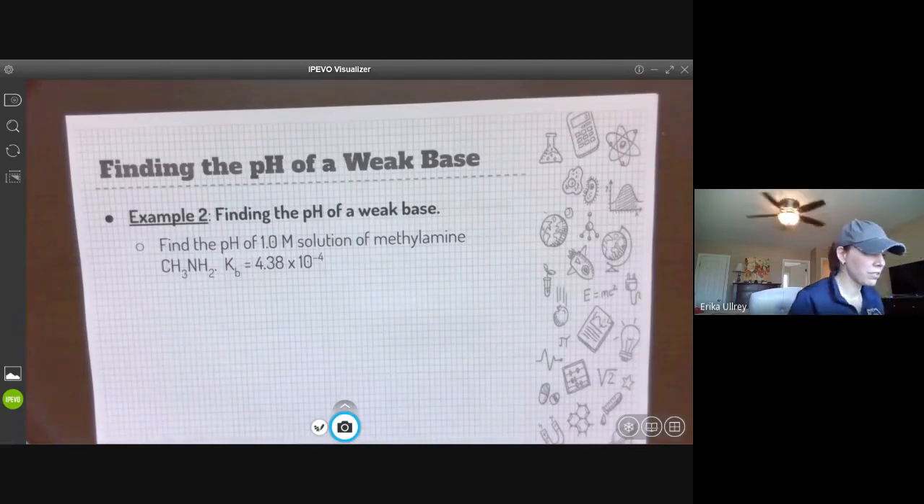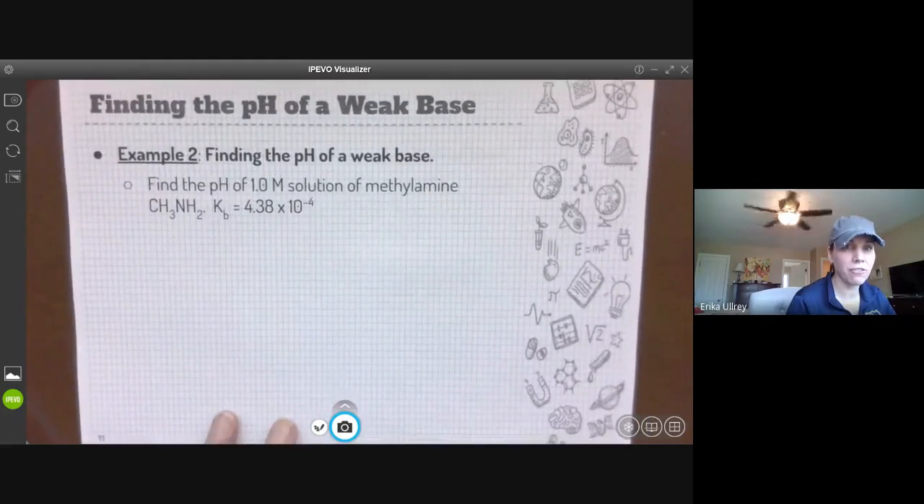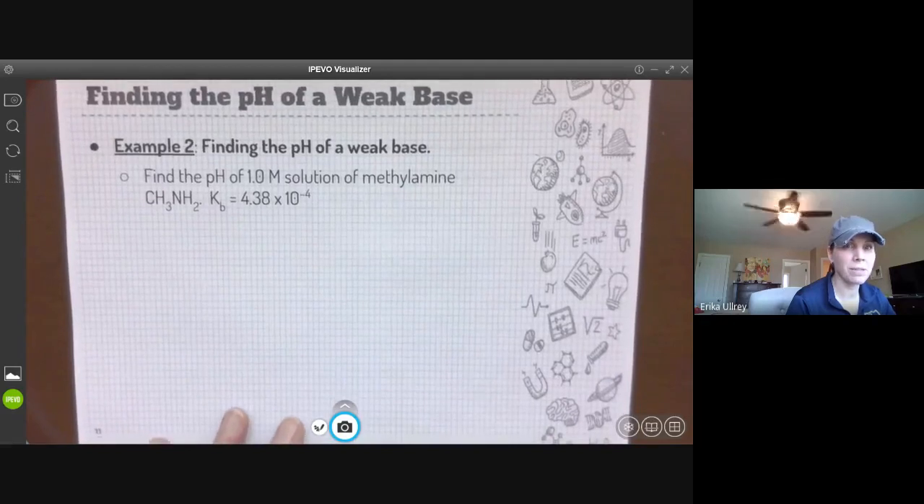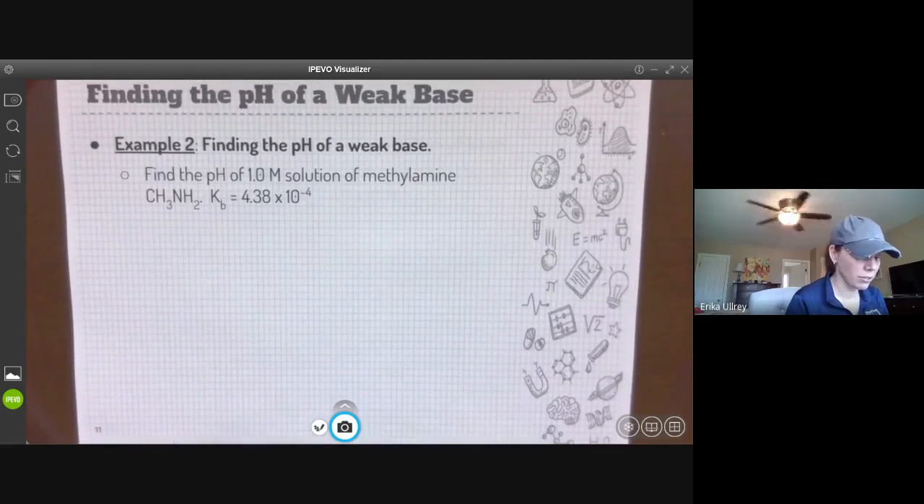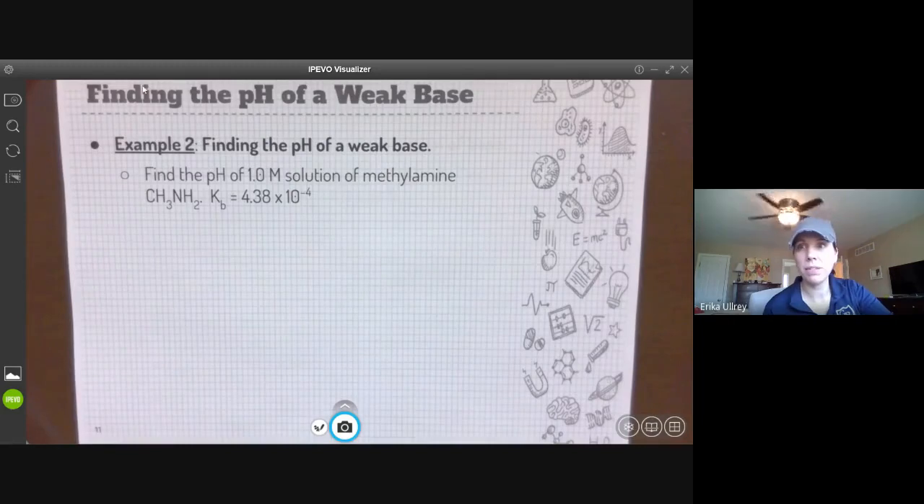So this one, we have a solution of methylamine, and it's a 1 molar solution of methylamine. We have the Kb for the methylamine, which is 4.38 times 10 to the negative 4th. So let's run through all the steps that we need to do again to make this happen. So Annika, what's the very first thing that we need to do?